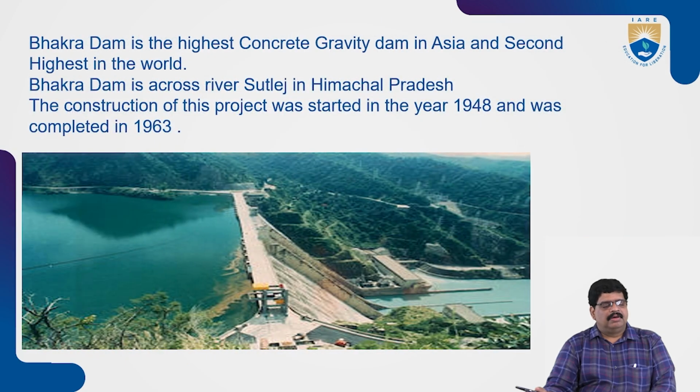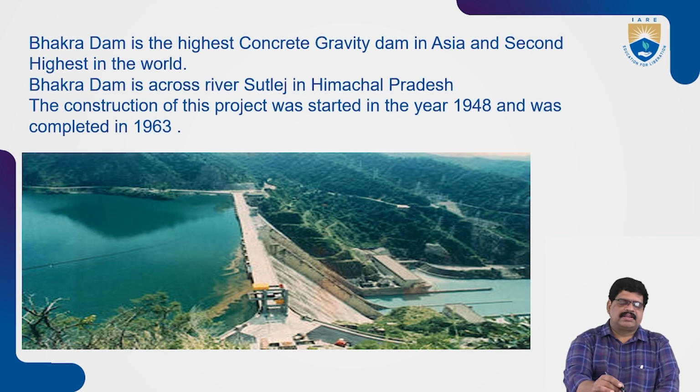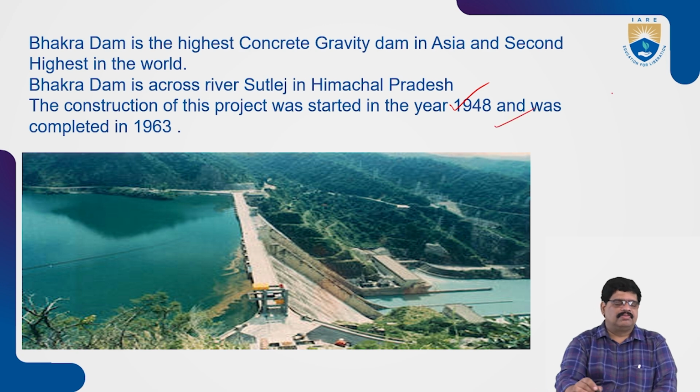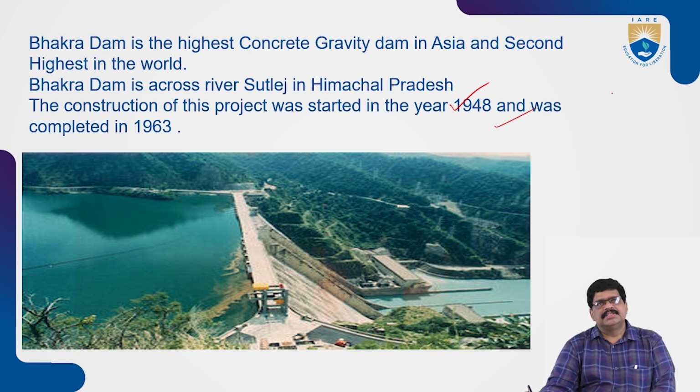Next, Bhakra Dam. Bhakra Dam is constructed in our India, in Asia, and is the second highest dam in the world. The Bhakra Dam is across the Satluj River in Himachal Pradesh. Construction of the project started in 1948 and was completed in 1963. This is a brief about the Bhakra Dam.